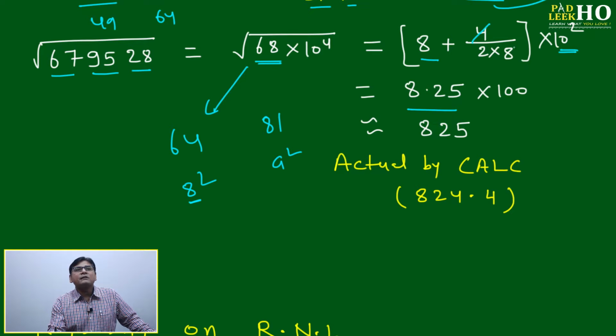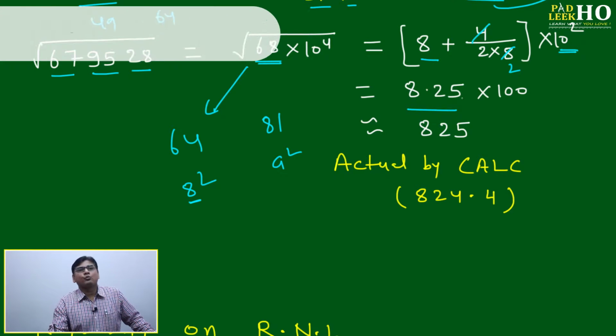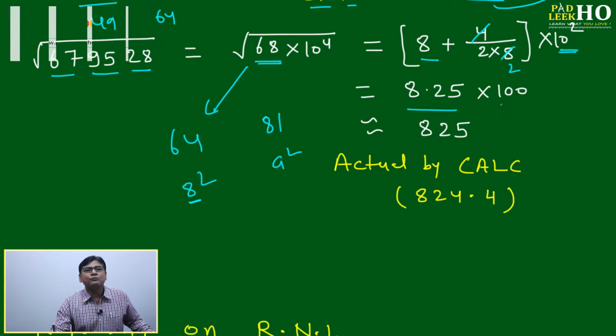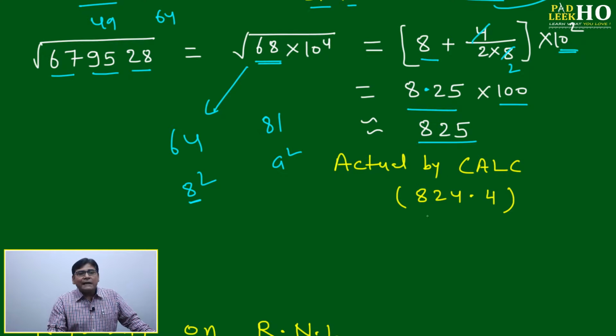Then 8 plus (68 minus 64) divided by 2 into 8, the same thing you will do, and it will become 8.25. How? If you cut the 4, it becomes 1 by 4. 1 by 4 will become 25%, which means 0.25. So 8.25 into 100 will become 825. If you do the same calculation by calculator, it will come 824.4.